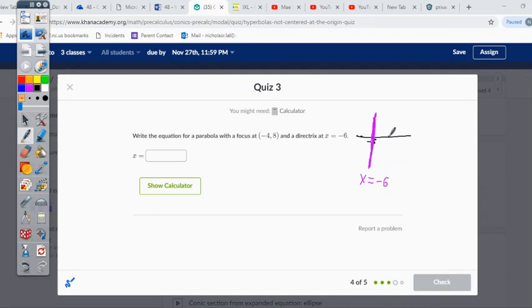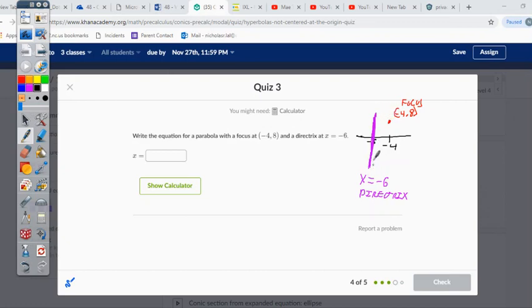So at negative 4, positive 8, we have a focus. That's our focus. This is our directrix. Our vertex must be in between these values.